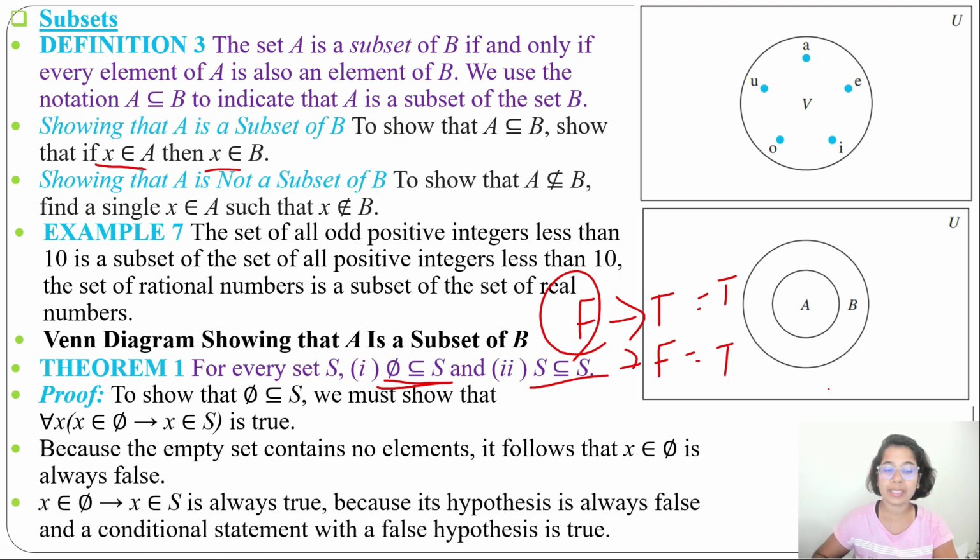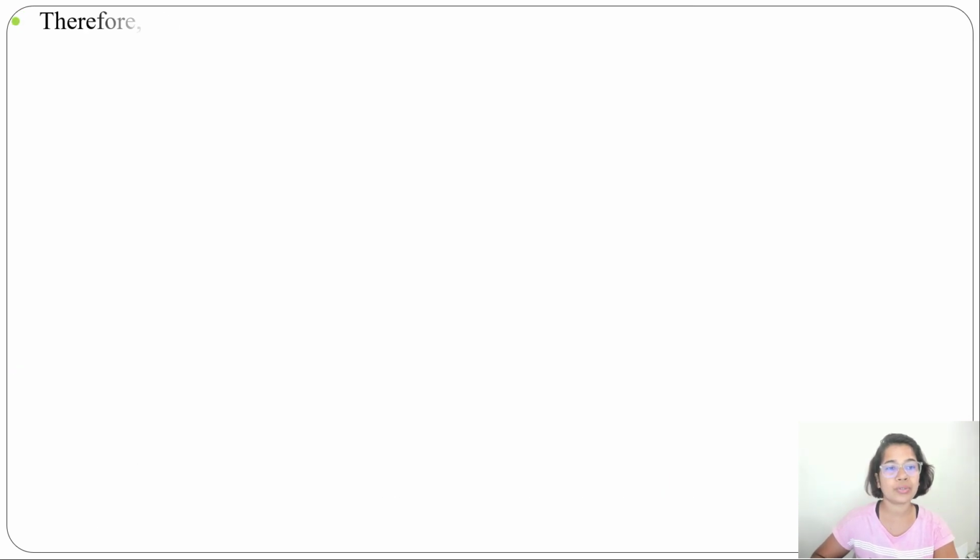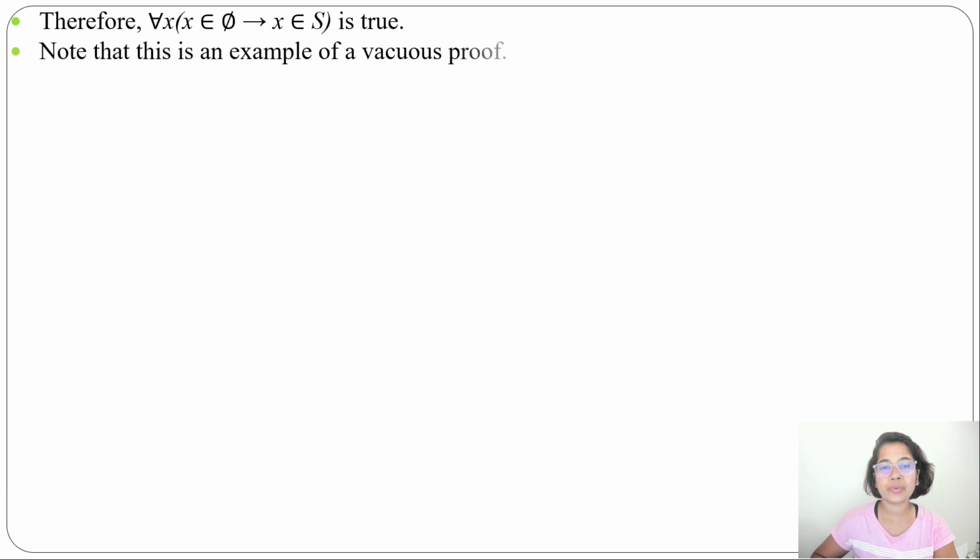x belongs to phi is false, that means x belongs to phi implies x belongs to S is always true, and a conditional statement with a false hypothesis is always true. So therefore, for all x, x belongs to phi implies x belongs to S is true. Like this, you can prove the second part, and this is a type of vacuous proof. If the hypothesis is false, then it will always be true.